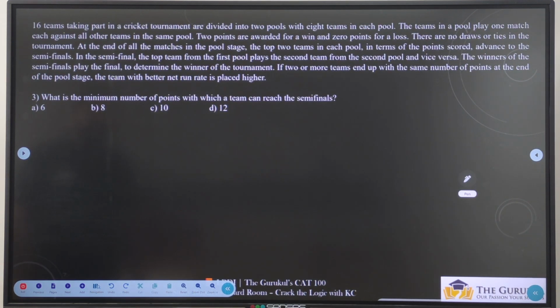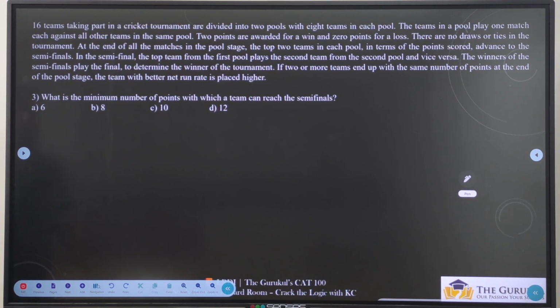Next one. What is the minimum number of points with which a team can reach the semi-finals? Perfect. This is a very nice question. Try to solve it. Pause the video over here. If you did not do it in the previous case, pause the video and try to solve the problem one more time. Observe the statements carefully.